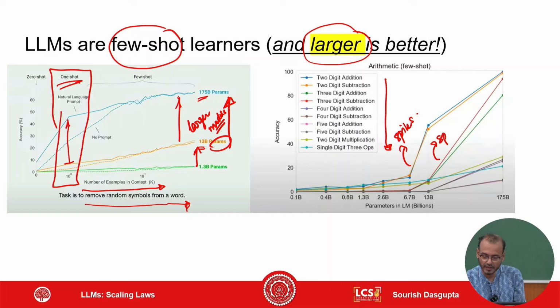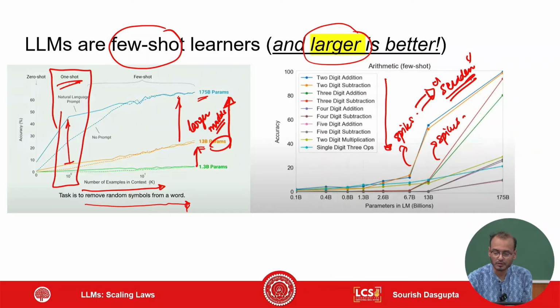So there's sudden spikes, right? For a given model, you see these sudden spikes. So these spikes are sudden. So this is to be understood.